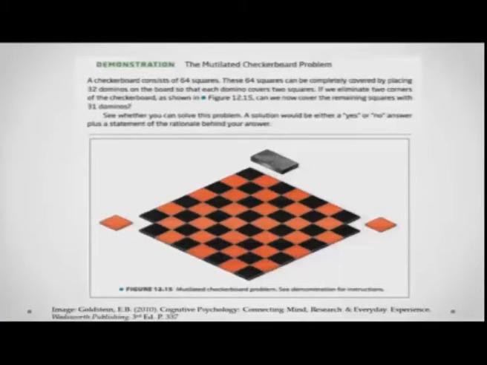Now, this is the mutilated checkerboard problem, and it can be stated as such. I am just borrowing this from Goldstein's book. A checkerboard consists of 64 squares. These 64 squares can be completely covered by placing 32 dominoes on the board, so that each domino covers exactly 2 squares. If we eliminate 2 corners of the checkerboard as shown in the figure, can we now cover the remaining squares with 31 dominoes? Now, that is basically the question.